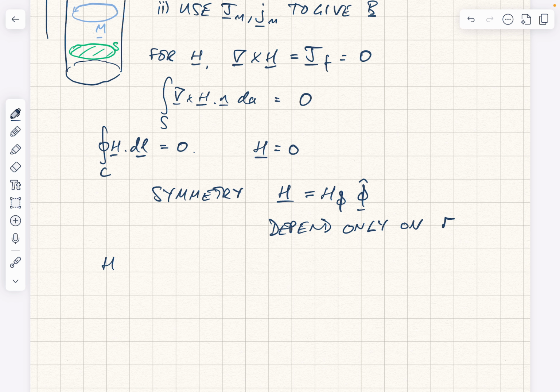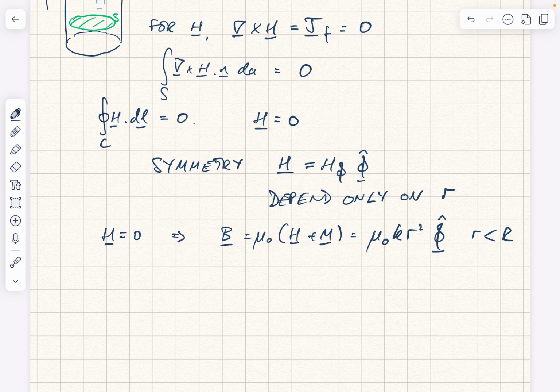Now if H is equal to 0, that allows us to deduce B, because we know that B is equal to mu naught times H plus M. So therefore B is equal to mu naught k r squared in the phi direction for r less than capital R. Outside the cylinder, of course, B is equal to mu naught H, which is 0. So B will equal 0 for r greater than R, and let's say less than or equal to R.